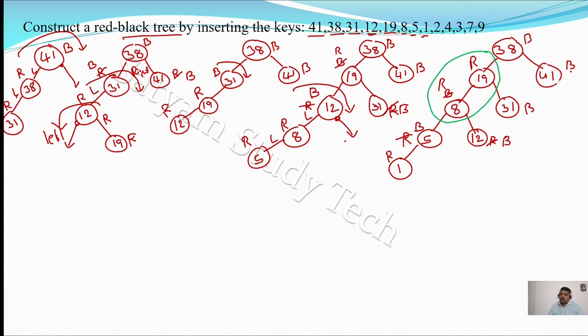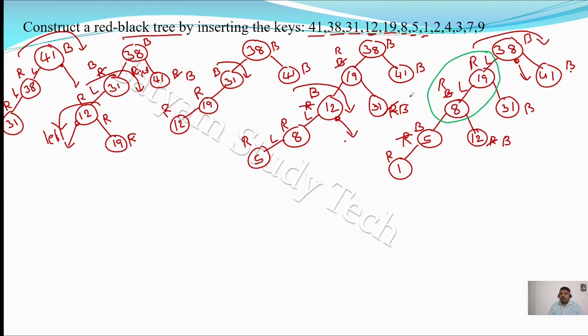In that case, we have to perform rotations. What type of rotation do we have to perform? You can see 19 is the left of 38, so it is a left. Here also left is there. We have to perform a right rotation. After performing the right rotation, just take the thread here and pull it down in the right direction.